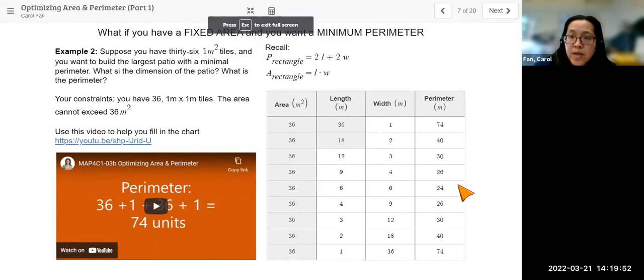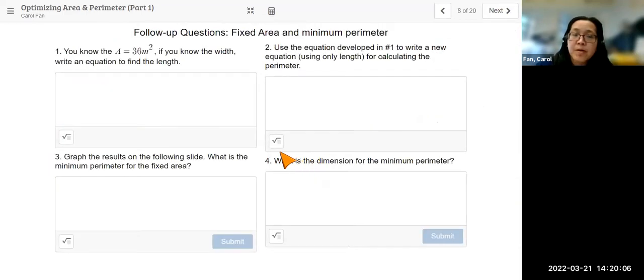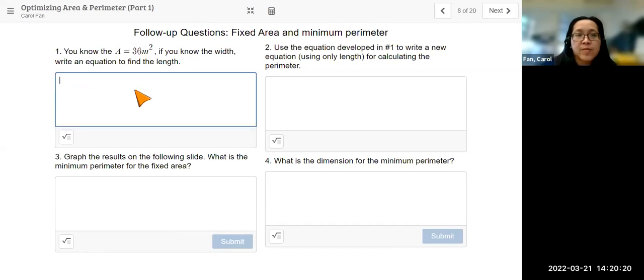Okay, so clearly we can find the minimum perimeter. And once again, it's the square that gives us the optimal value. Okay, so let's do this the algebraic way too. You know that the area is 36 meters squared. If you know the width, write an equation to find the length.